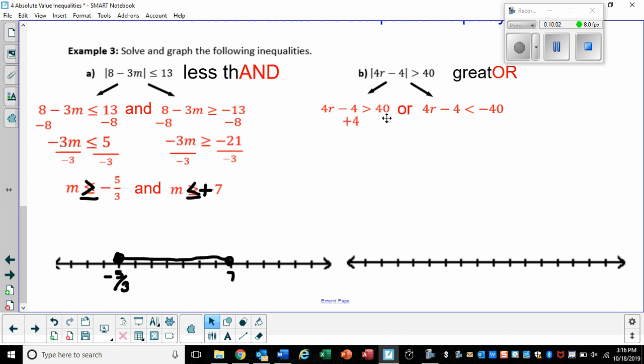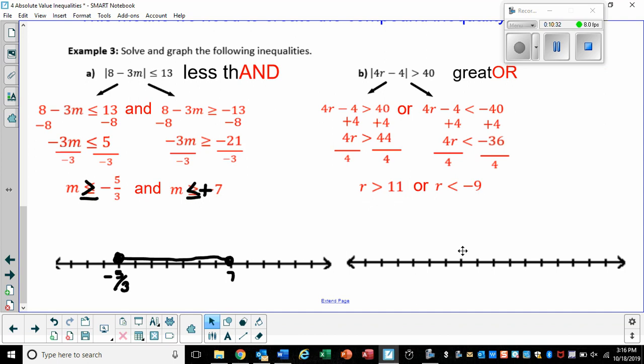So now I'm going to go ahead and solve it. I'm going to add 4 to both sides first. I can do it to all sides. So now I have 4r is greater than 44, or 4r is less than -36. Divide everything by 4. Just doing them at the same time right now. So this becomes r is greater than 11, or r is less than -9.